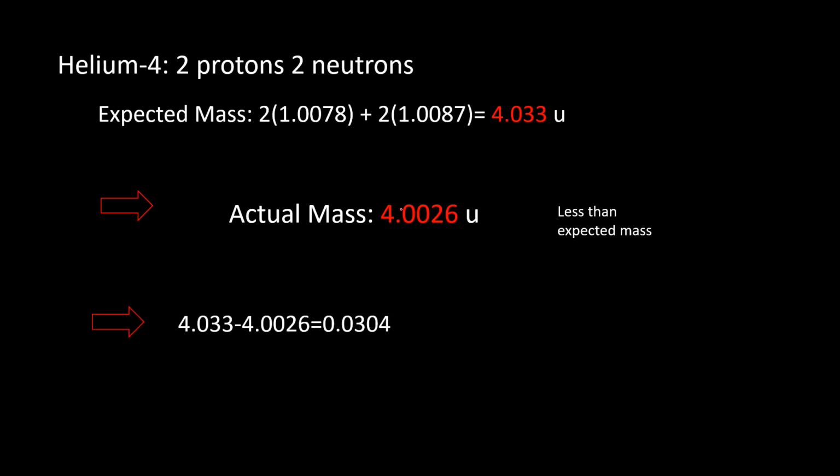Now, if you subtract this actual mass from the expected mass, you'd get 0.0304, and this is called mass defect.